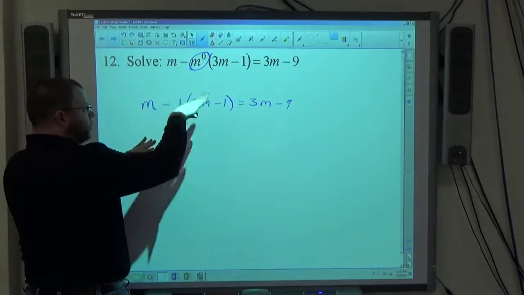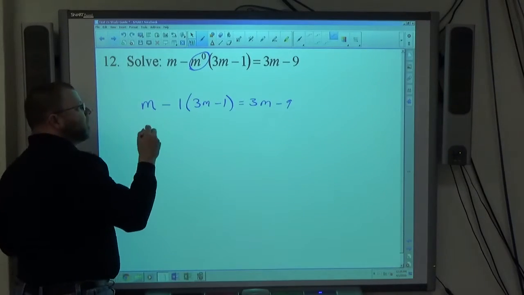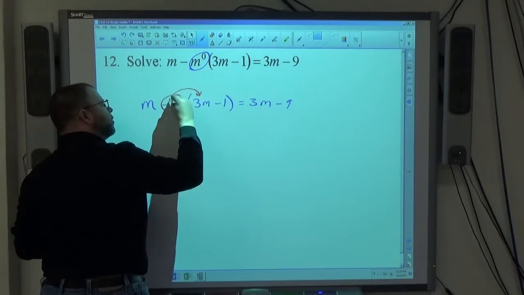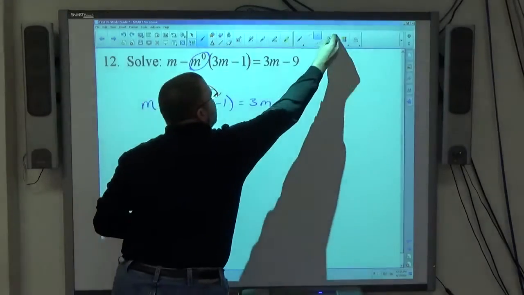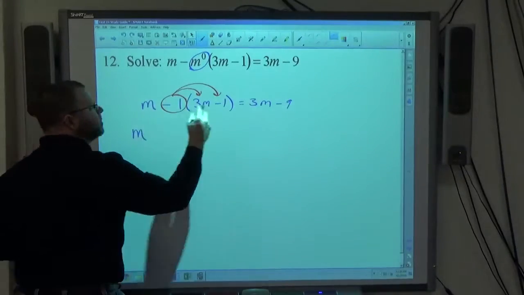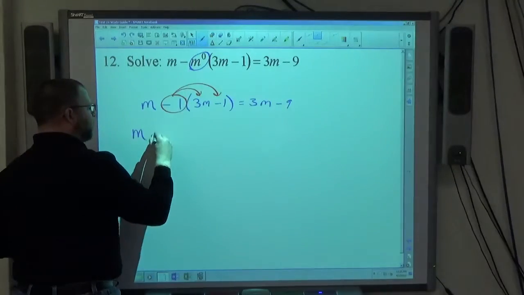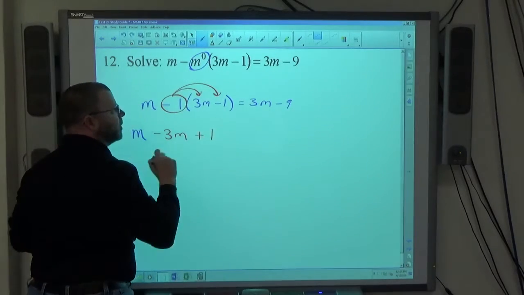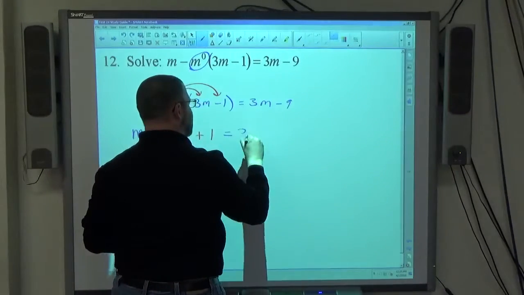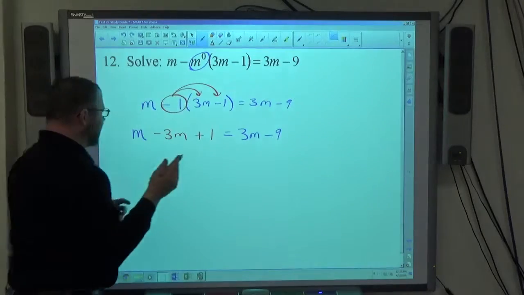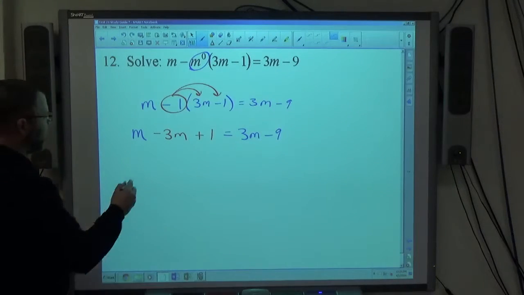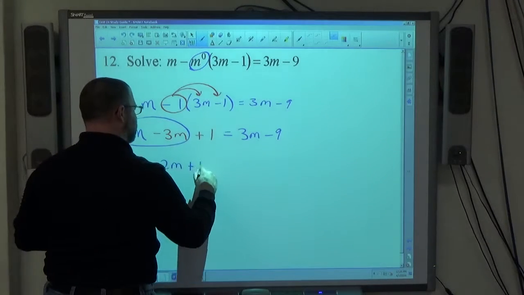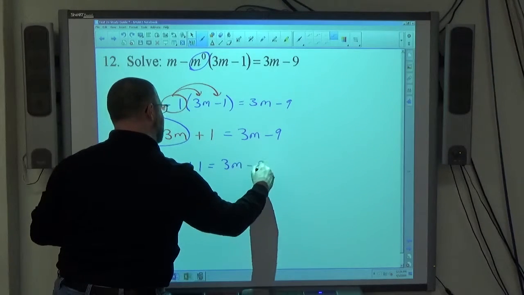This m is subtraction. Same issue here as the last problem. We had a minus 1 that's being distributed through here. Make sure that the sign change occurs properly. So m stays m. Negative 1 times 3m is negative 3m. Negative 1 times negative 1 is positive 1. That's going to equal 3m minus 9. Next thing, combine like terms on the left-hand side. That's 1m minus 3m makes negative 2m plus 1 is equal to 3m minus 9.